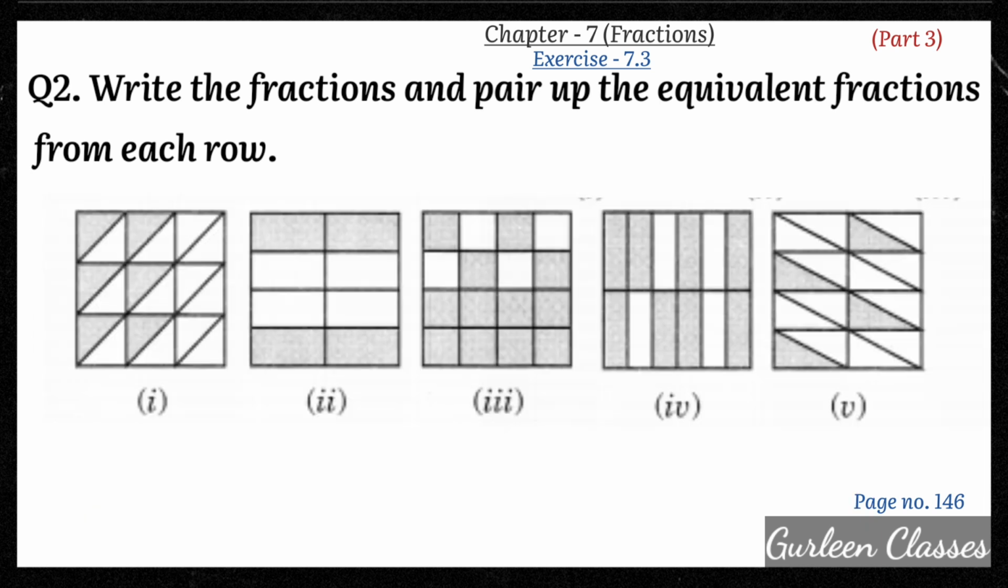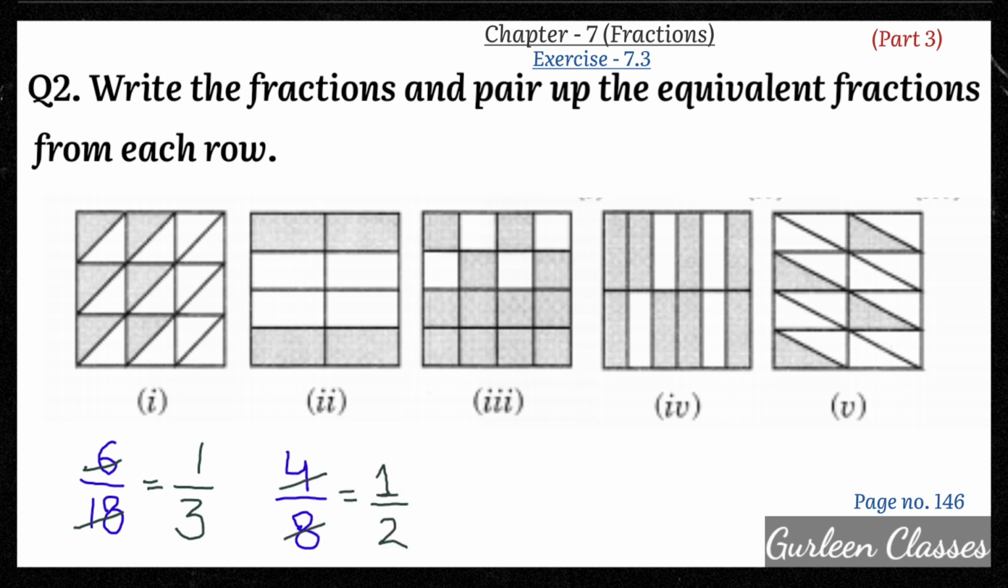Now first part. Total how many parts are there? 18. Out of 18, 6 parts are shaded. So the fraction is 6 upon 18. Reduce into lowest term, it is 1 upon 3. Second part, total there are 8 parts and 4 parts are shaded. The fraction is 1 upon 2. Third part, total there are 16 parts. 12 parts are shaded. So reduce into lowest term, 4 3s are 12, 4 4s are 16. Fraction is 3 upon 4.